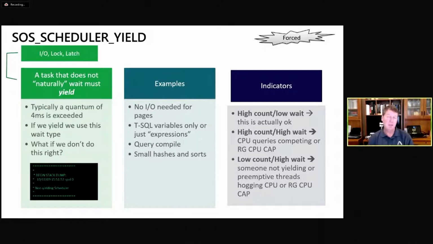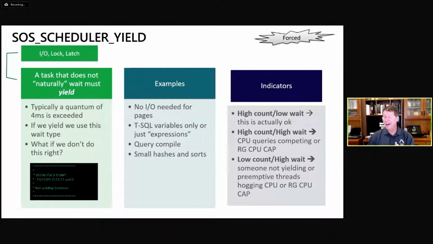So if you've got a CPU-bound workload and just a single worker, you might see this wait show up. But a high count, low wait is not a problem. Now, a high count and a high wait, that could be an issue. It could be a lot of CPU queries that are competing, and you don't have enough CPU resources, or perhaps you've got inefficient queries that are using too much CPU. It also could be, though, that you've used resource governor to cap CPU usage, and we might show it up in this way as well.